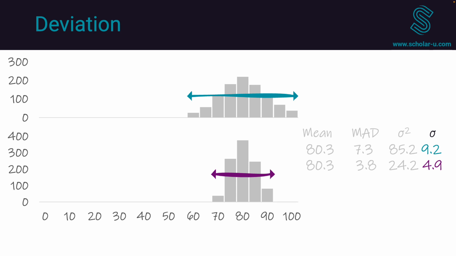To elaborate, the first school has an average score of 80.3 with a standard deviation of 9.2, contrasting with the second school's standard deviation of 4.9. In summary, the data implies that students in the first school display greater variation in their test scores than those in the second school.